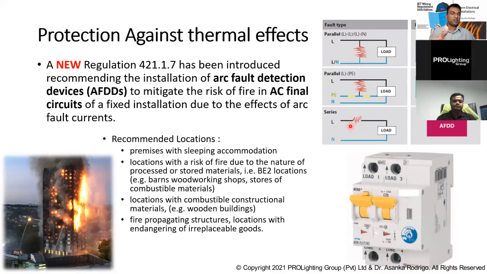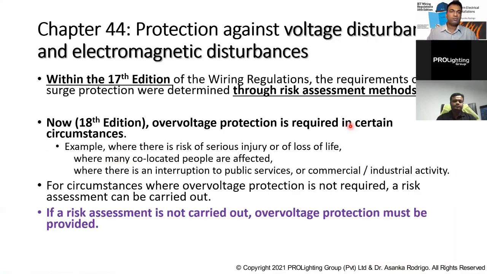But the standard says that these types of locations, like sleeping accommodations, locations with a high fire risk, locations with combustible structures, and where there can be fire propagation structures. If you have that type of thing, no matter what type of building, you have to now incorporate this arc fault detection as an additional requirement. These are new additions that were not in the previous versions.